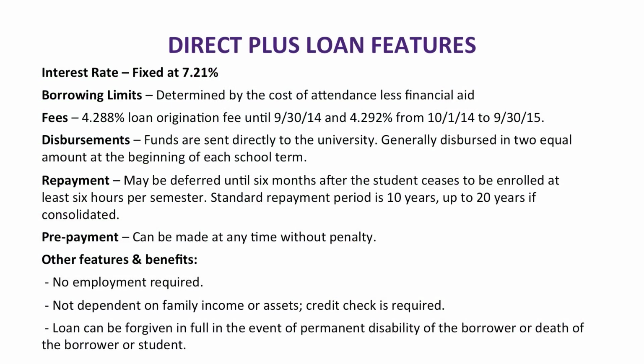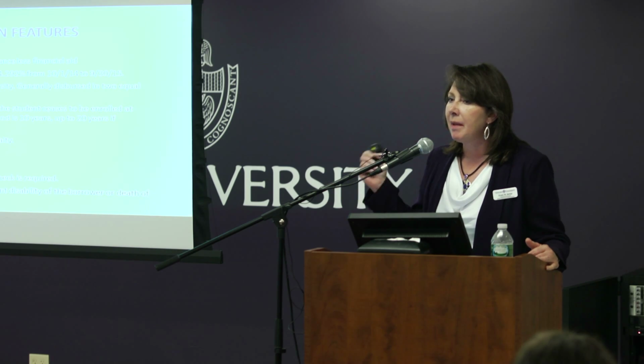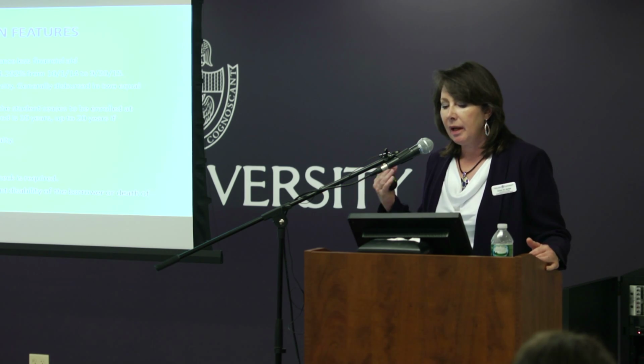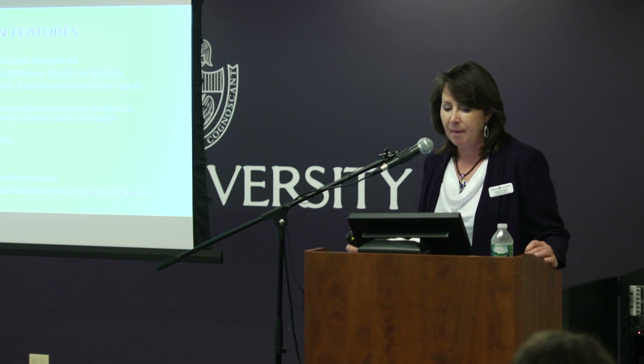Now, the PLUS loan is a fixed interest rate at 7.21%. It's easier to get than your standard federal or standard private loan or mortgage or personal loan or car loan. The limits are tied directly to the cost of attendance, and when the application is being completed, they're going to ask you for a specific amount. If you don't know that, then you can just choose the maximum allowed by the school, and we will figure out the maximum amount and put it in their financial aid package for them.